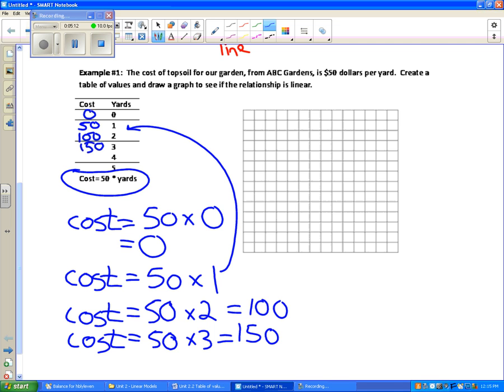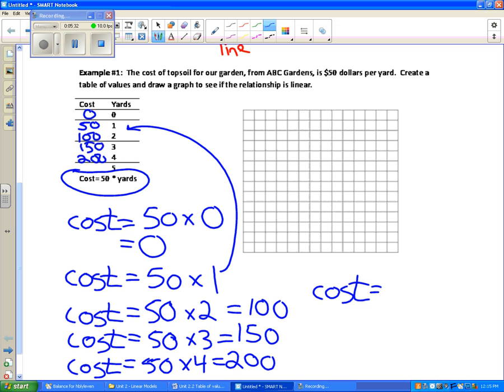I'm going to go cost equals 50 times 4, which is going to be 200. So if I want 4 yards of topsoil, I'm going to have to spend $200. And if I want 5 yards of topsoil, let's see what we're going to have to do. We're going to times it by 5, which is going to get us $250.